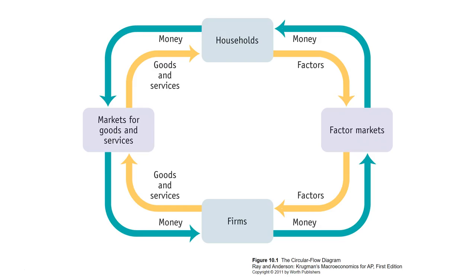So, circular flow diagrams come in many shapes and forms. This is the one that you'll see in your Krugman textbook. It's very, very similar. You'll see that they've just labeled it as money going around the outside, and then goods and services and factors on the inside. So what I give you is a little bit more detailed.